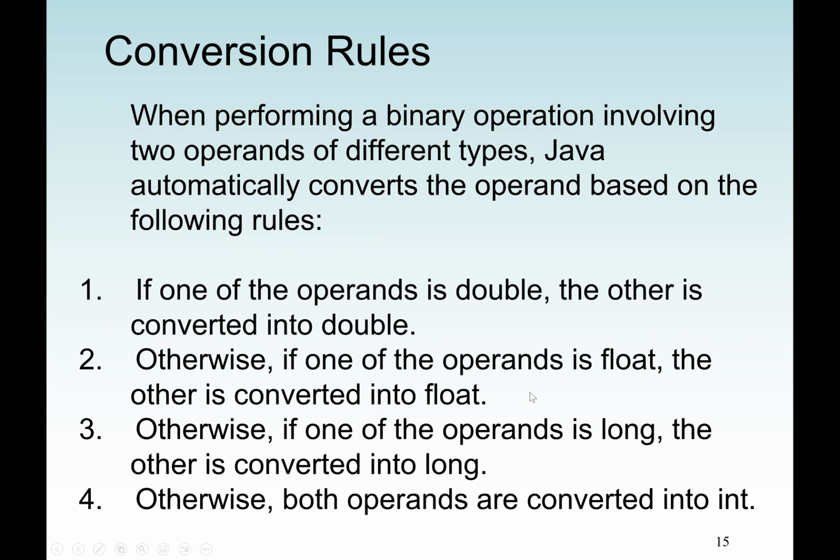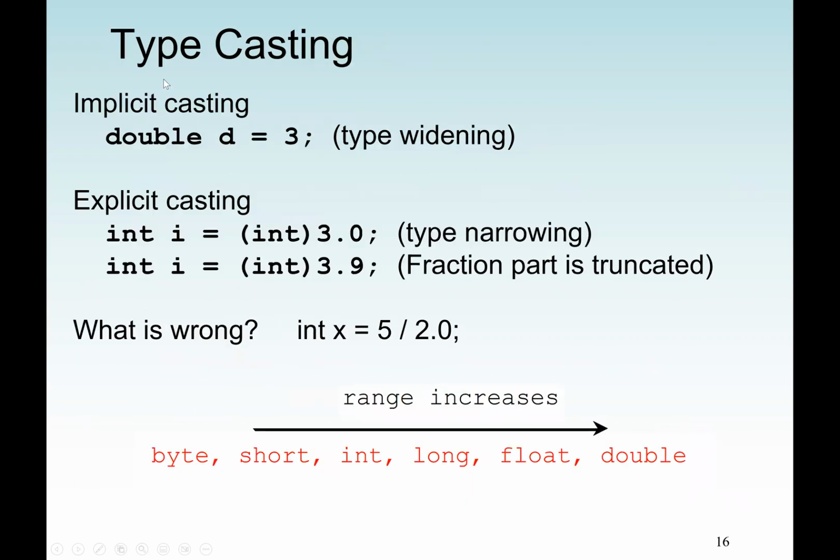Otherwise, if one of the operands is float, the other is also converted into float. If one of the operands is long, the other is converted into long. Otherwise, both operands are converted into int. So this is how we do typecasting. Typecasting in Java means changing the data type. We have two types of casting: implicit casting and explicit casting.